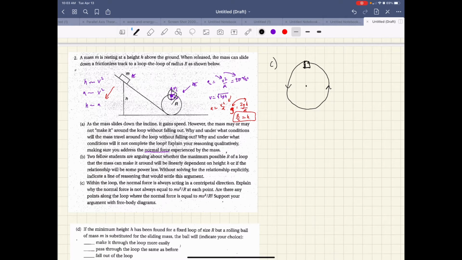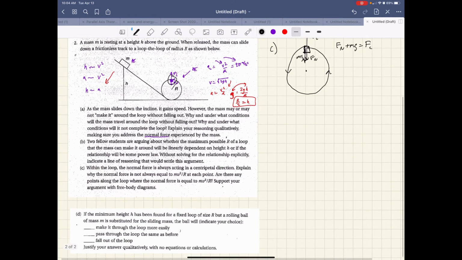In this case, the normal force works this way. The centrifugal force is working that way, and there's a gravitational force also working down this way. So if you think of the directions, the normal force plus mg has to equal the centrifugal force. So the normal force is actually going to be the centrifugal force minus mg.